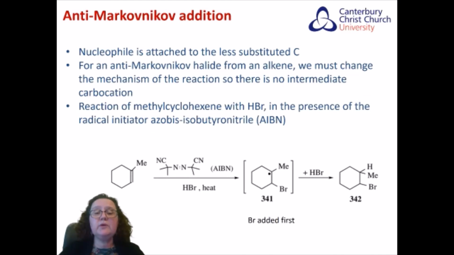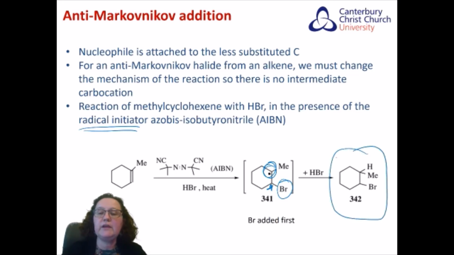This is an example of methylcyclohexene with hydrogen bromide, but in the presence of a radical initiator, AIBN. In this case, the reaction does not go through a carbocation, it goes through the formation of a radical, and the bromine is added first. If you compare that with the previous example, the first one to be added was the hydrogen. In this case it is the bromine, and it enters at this carbon because that will form the most stable radical, the one on that carbon. Then the addition of the hydrogen will produce the final compound, in which you have an anti-Markovnikov addition.